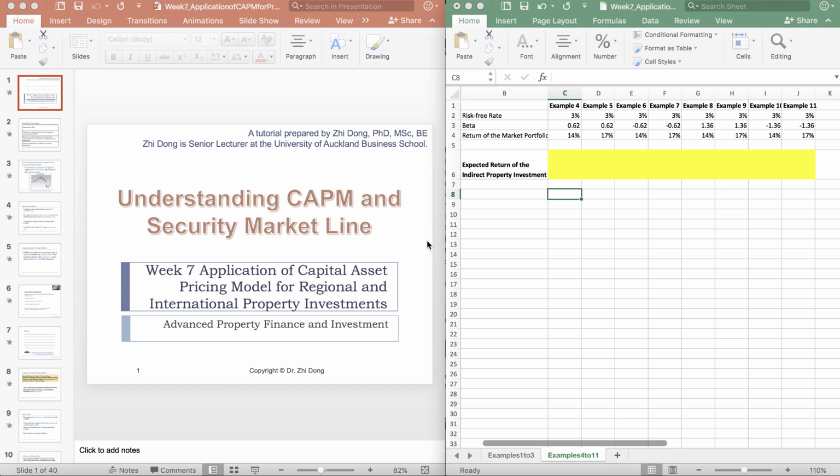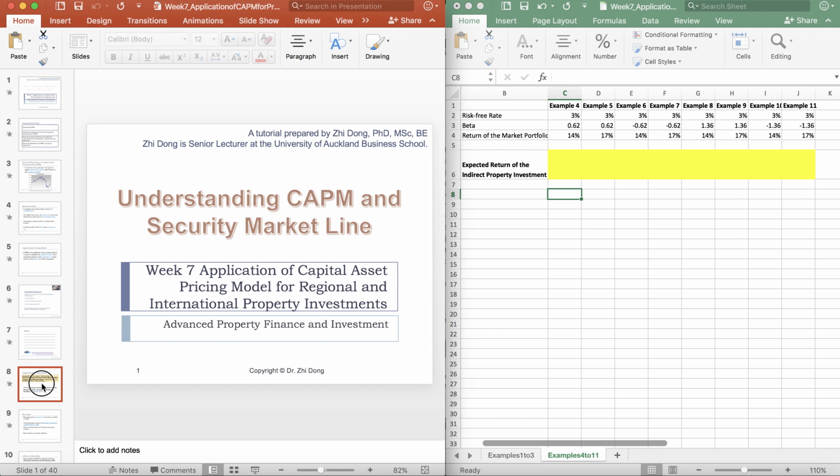Guys, in this video clip, I'm going to demonstrate the understanding and calculation using the capital asset pricing model and the understanding of the security market line. The capital asset pricing model is used to assess a fair return for an investment portfolio. And this fair return is based on the systematic risk that the portfolio is exposed to.